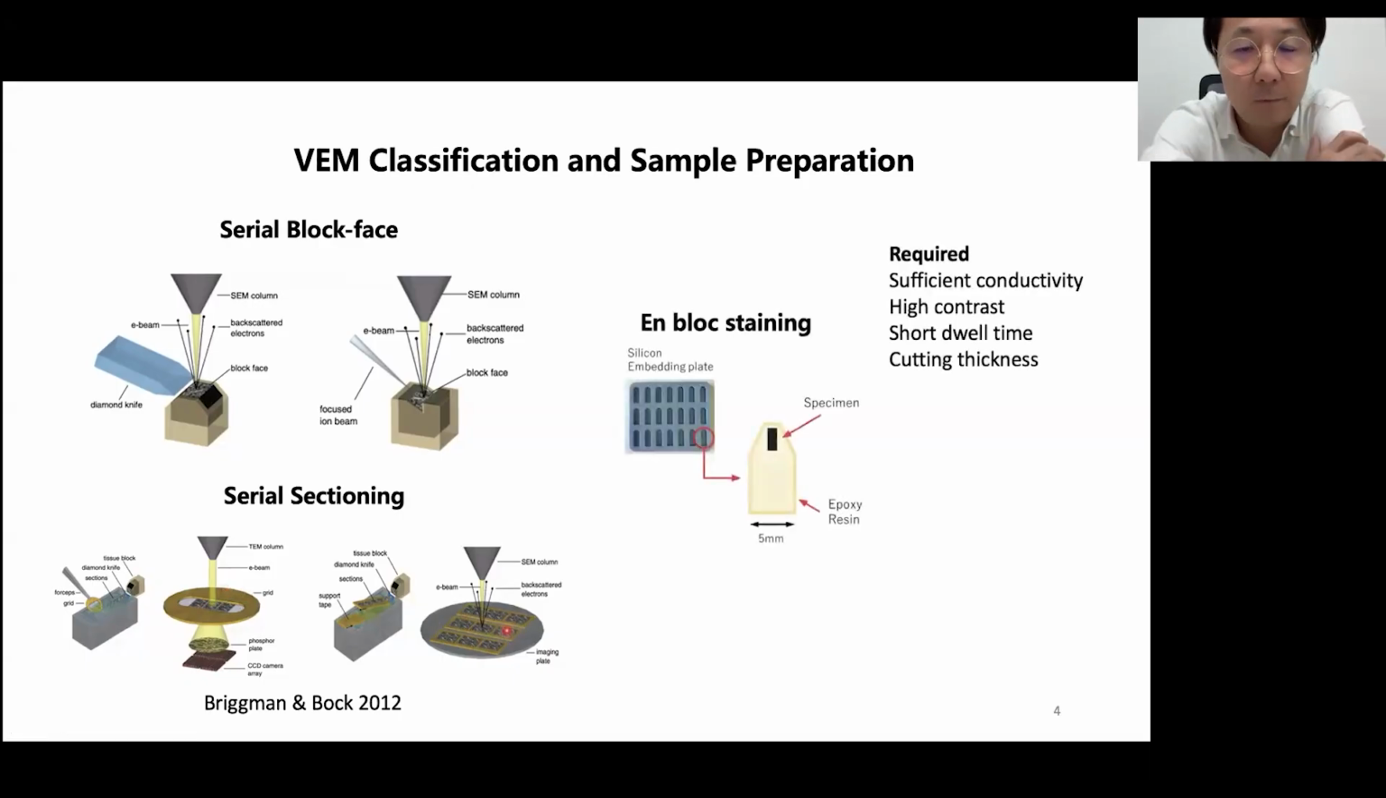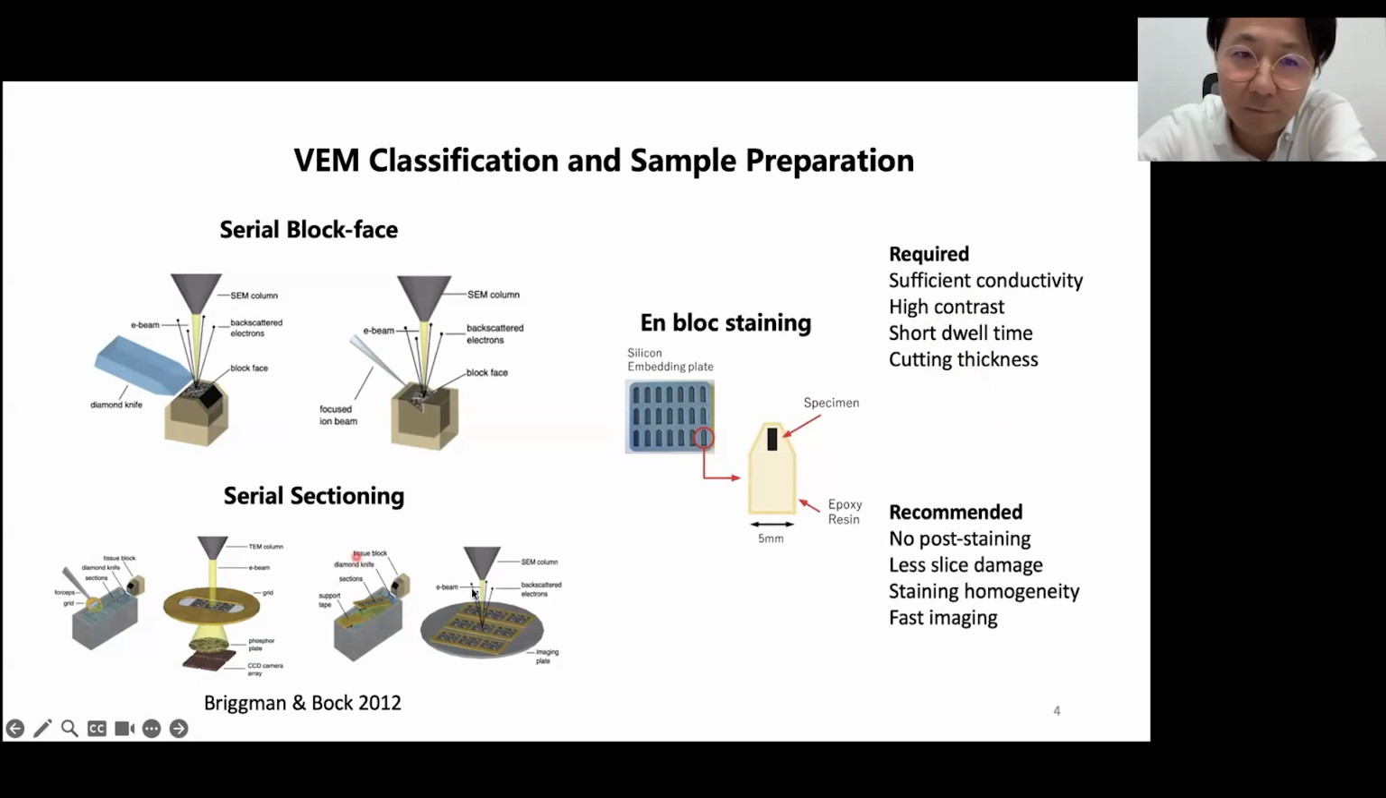But for both techniques, we benefit from en bloc EM staining. For example, this is a sample within a resin block. Before we can image, for example using serial block-face EM, the sample needs to be heavily stained and also resin embedded. For that, we need sufficient conductivity. Otherwise, the incident electron beam will cause surface accumulation of electrons so that you won't be able to image anymore. It also has to be very high contrast, which reduces your dwell time and also reduces the radiation damage so that you can cut properly.